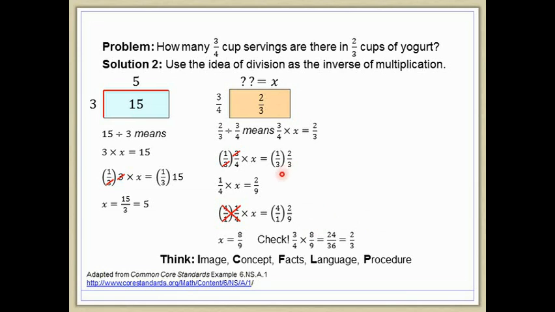So with that explanation, hopefully we're in a better position to understand the procedure that we're so used to using. Procedurally, 2/3 divided by 3/4 means 2/3 times the reciprocal of 3/4, or times 4/3, which gives you 8/9. This, of course, is the culmination of all this explanation here.